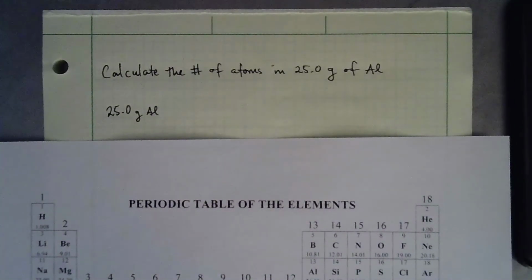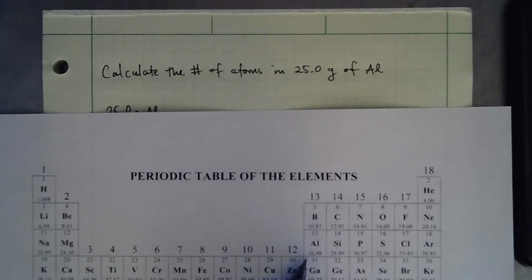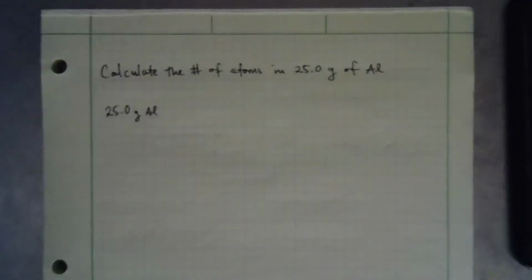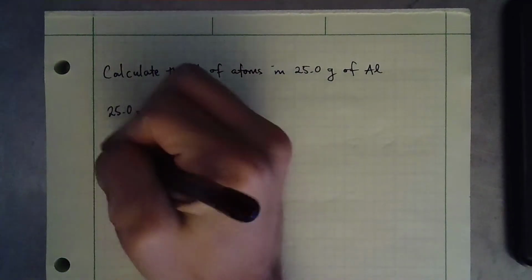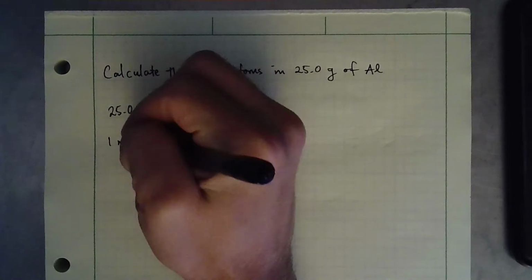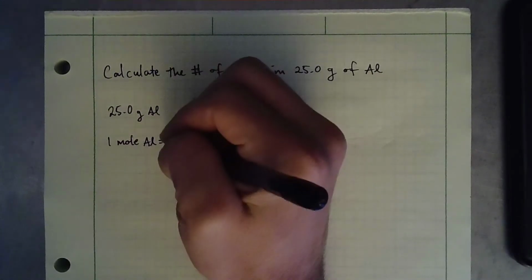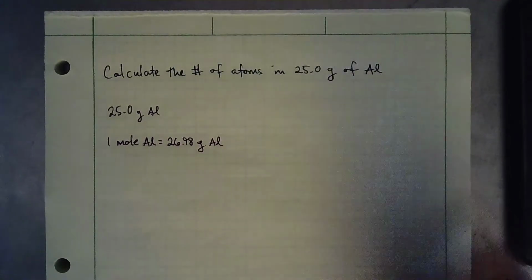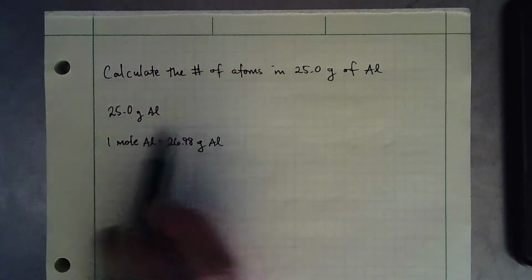Here we've got aluminum at the bottom of your screen. That number right there, 26.98, is the molar mass for aluminum. That means that 1 mole of aluminum weighs 26.98 grams. So let me actually write that down. 1 mole of aluminum is equal to 26.98 grams of aluminum. This is our conversion factor.